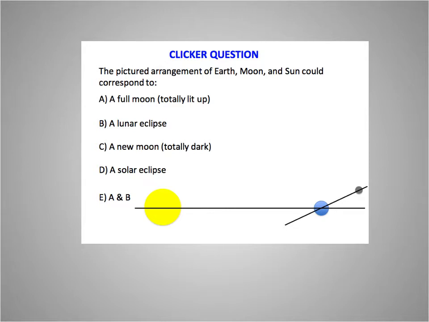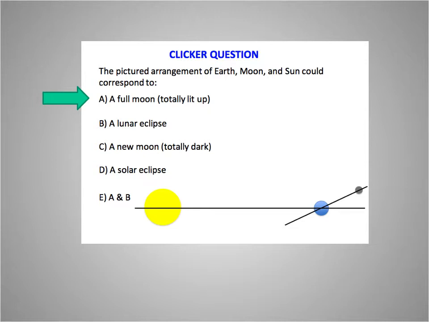Another question for you: if you see the arrangement below, what could it correspond to? The yellow is the sun, the blue is the Earth, the gray is the moon. And the correct answer here is that this would correspond to a full moon, so it's the opposite scenario as when the moon is between the Earth and the sun.